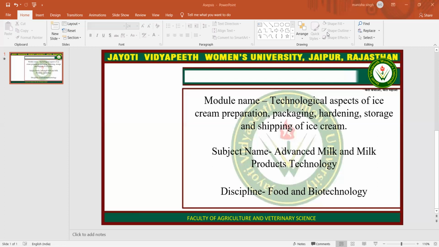After that, the ice cream is shipped in frozen trucks, or you can say refrigerated trucks, in frozen conditions by proper transportation.